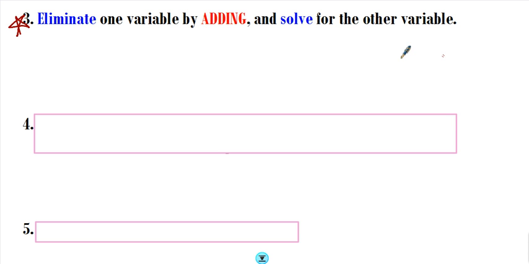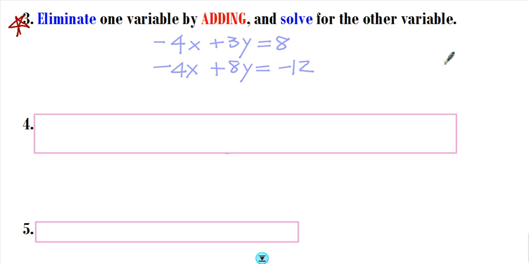So for example, from the previous step, I showed you an example problem where we had negative 4x plus 3y equals 8. And then we changed the second equation by multiplying by negative 2 and made it negative 4x plus 8y is equal to negative 12. Now, what this is telling us is for us to change this.